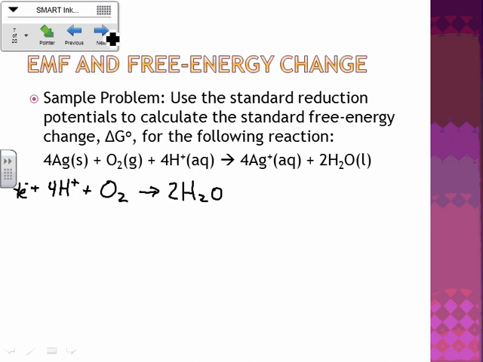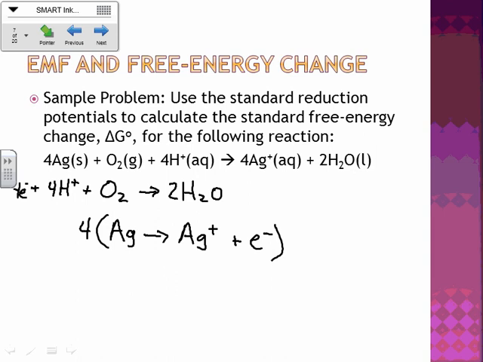Now the oxidation process is the silver, Ag going to Ag plus, right? Now why is there a 4 there? Well, actually I got to add something here. Okay, good. Alright, so we've got 1 E minus here, we've got 4 up here, so obviously we're going to have to multiply this whole thing by 4 in order to get it balanced. Alright, so that gives you the idea of your 2 half reactions.